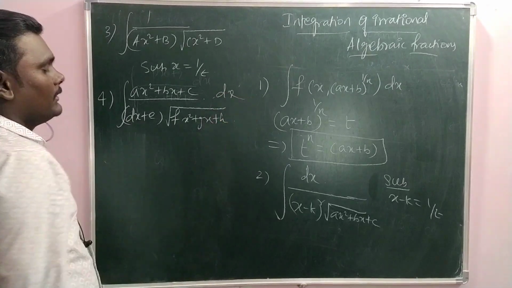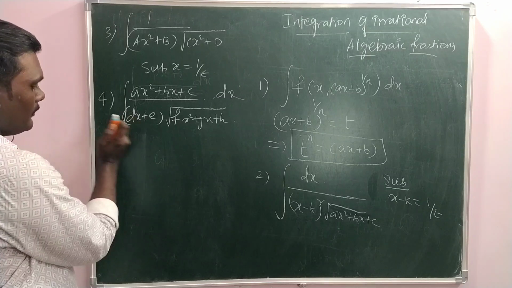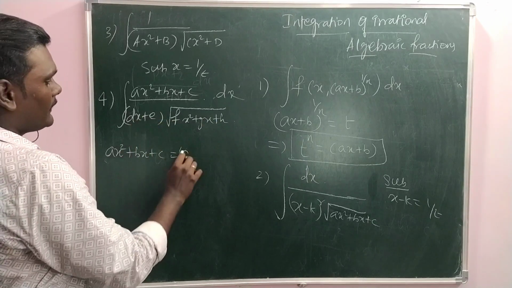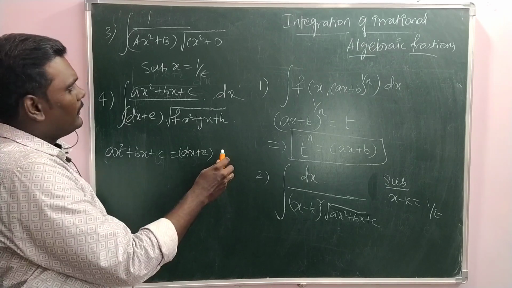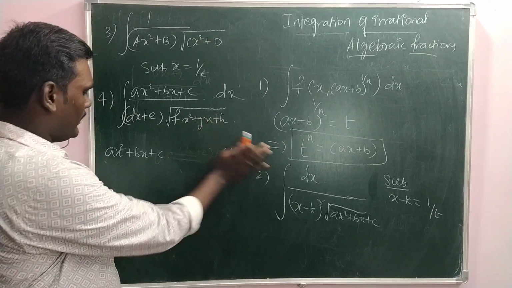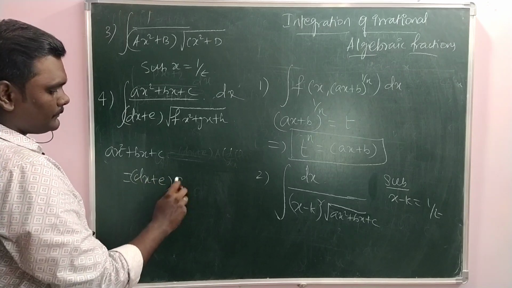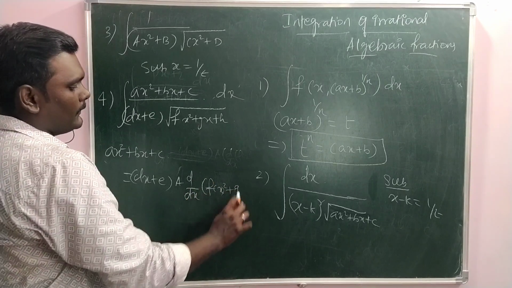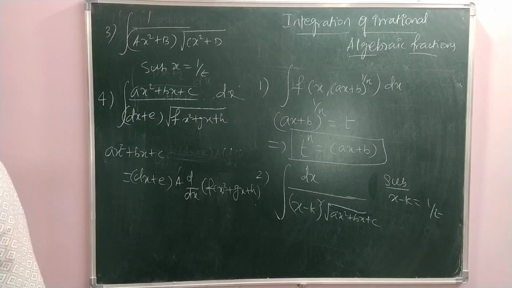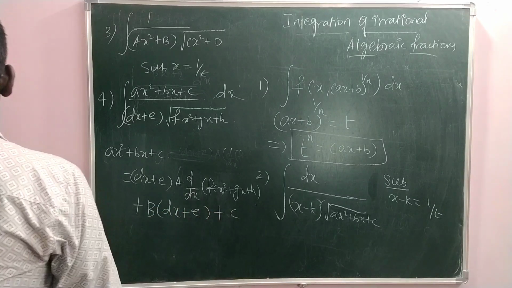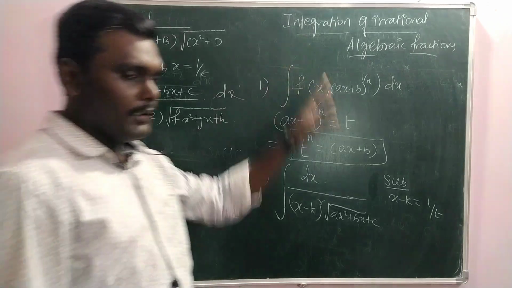When this type of integral comes, we have to substitute like this: the numerator ax square plus bx plus c is equal to (dx plus e) into a times the differential coefficient d by dx of fx square plus gx plus h, plus b into (dx plus e) plus c. These are all the things we can substitute.